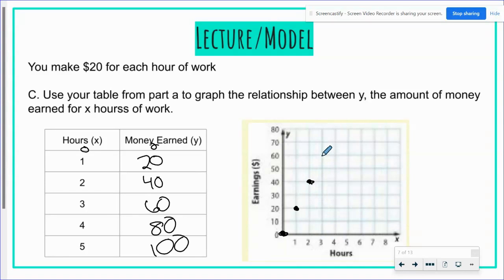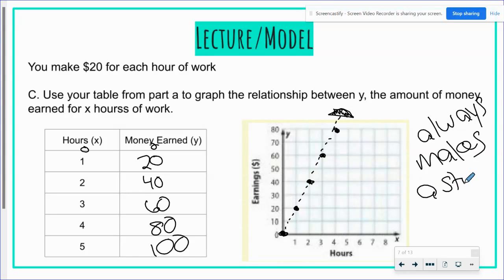For 3 hours, we make $60. 4 hours, we make $80. And then I can't fit the 5 hours on here, but 100 would be the next. If we notice, this makes a nice straight line. All two variable relationships make a nice straight line. So let's write that down here. Always makes a straight line. That is something that's going to actually be really important to remember for 7th grade. So that is what our graph would look like.